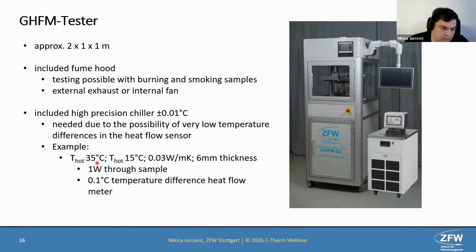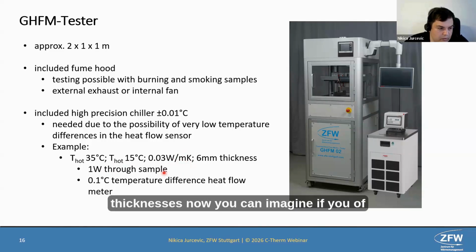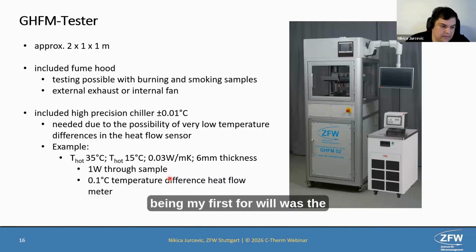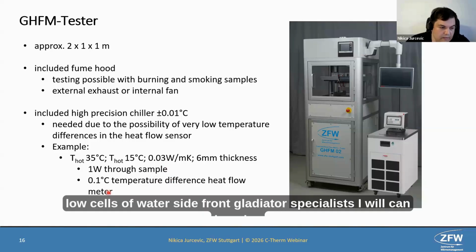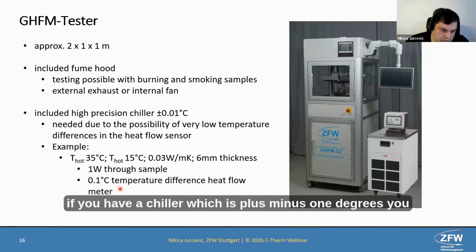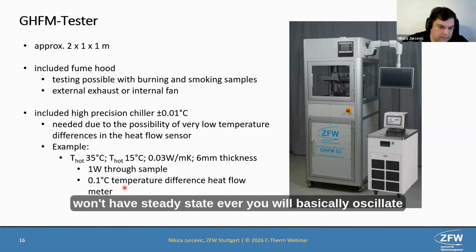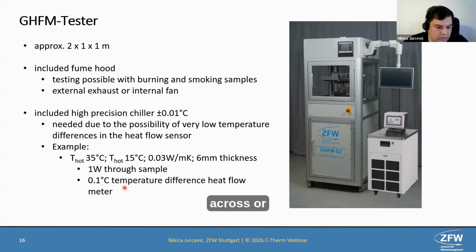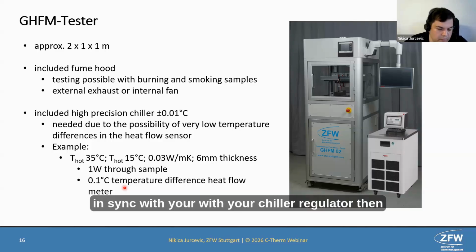So in this instance, let's say when we have 35 degrees Celsius on the top side and 15 on the cold side with an aerogel sample and 6 millimeter thickness, we're only having about 1 watt going through the sample of 100 times 100 millimeters. In our instance, this is 0.1 Celsius in the heat flow meter. Now you can imagine if you have a chiller which is plus minus 1 degrees, you won't have steady state ever. You will basically oscillate in sync with your chiller regulator.